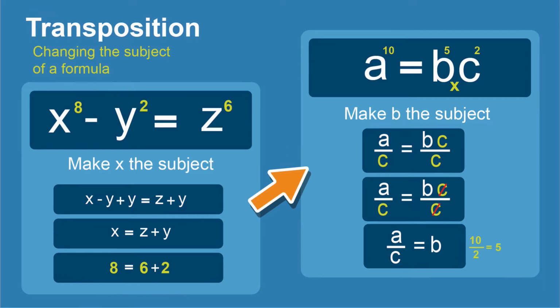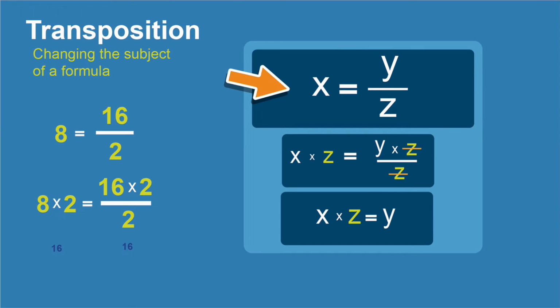In the next one, we've got A equals B times C. So we want to get B by itself. C is being multiplied. The opposite of that is division. So on the right hand side, we'll divide B times C by C. What we do on one side, we've got to do on the other side. So we'll divide A by C as well. On the right hand side, the two C's cancel out, and it leaves us with the formula A divided by C equals B. And again, if you put the numbers in, you can see it all works out.